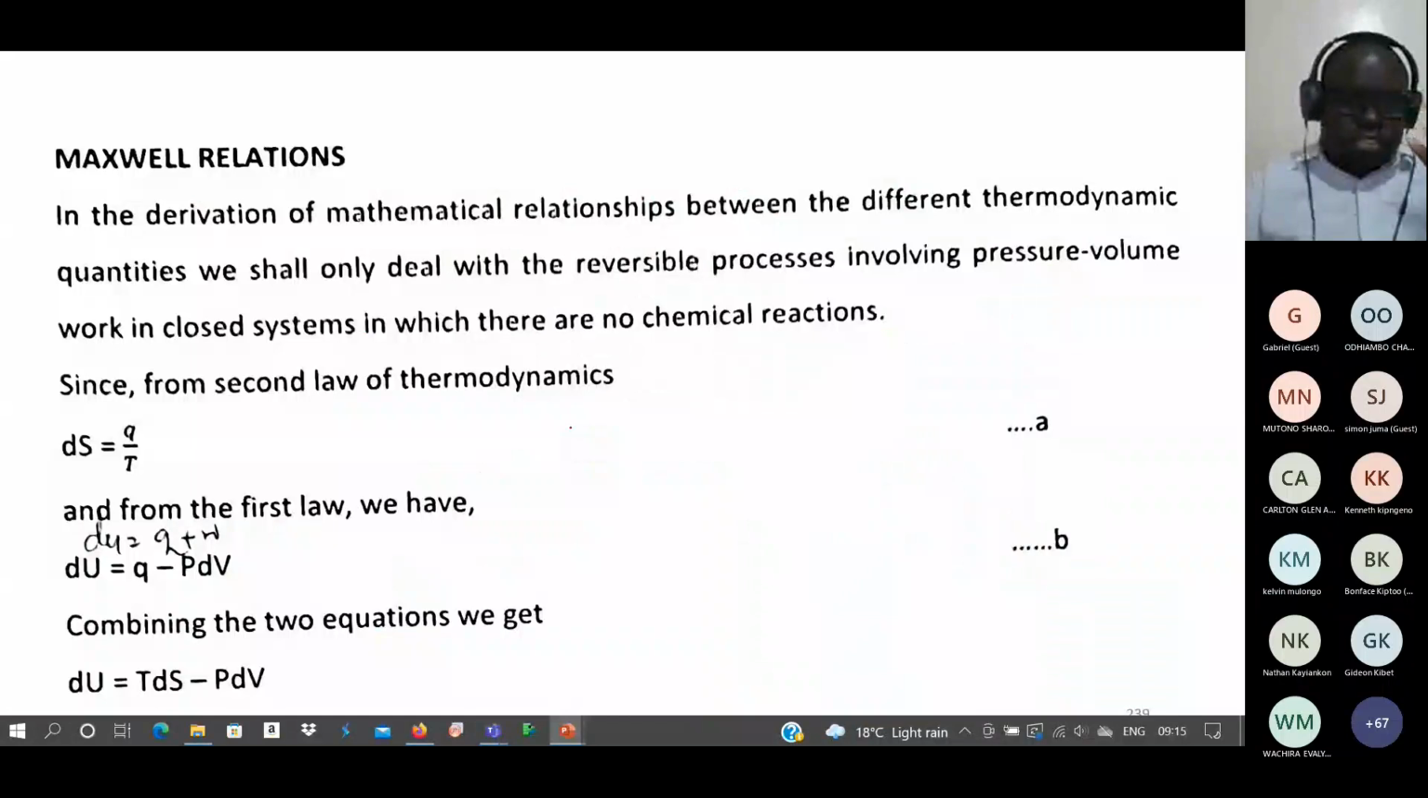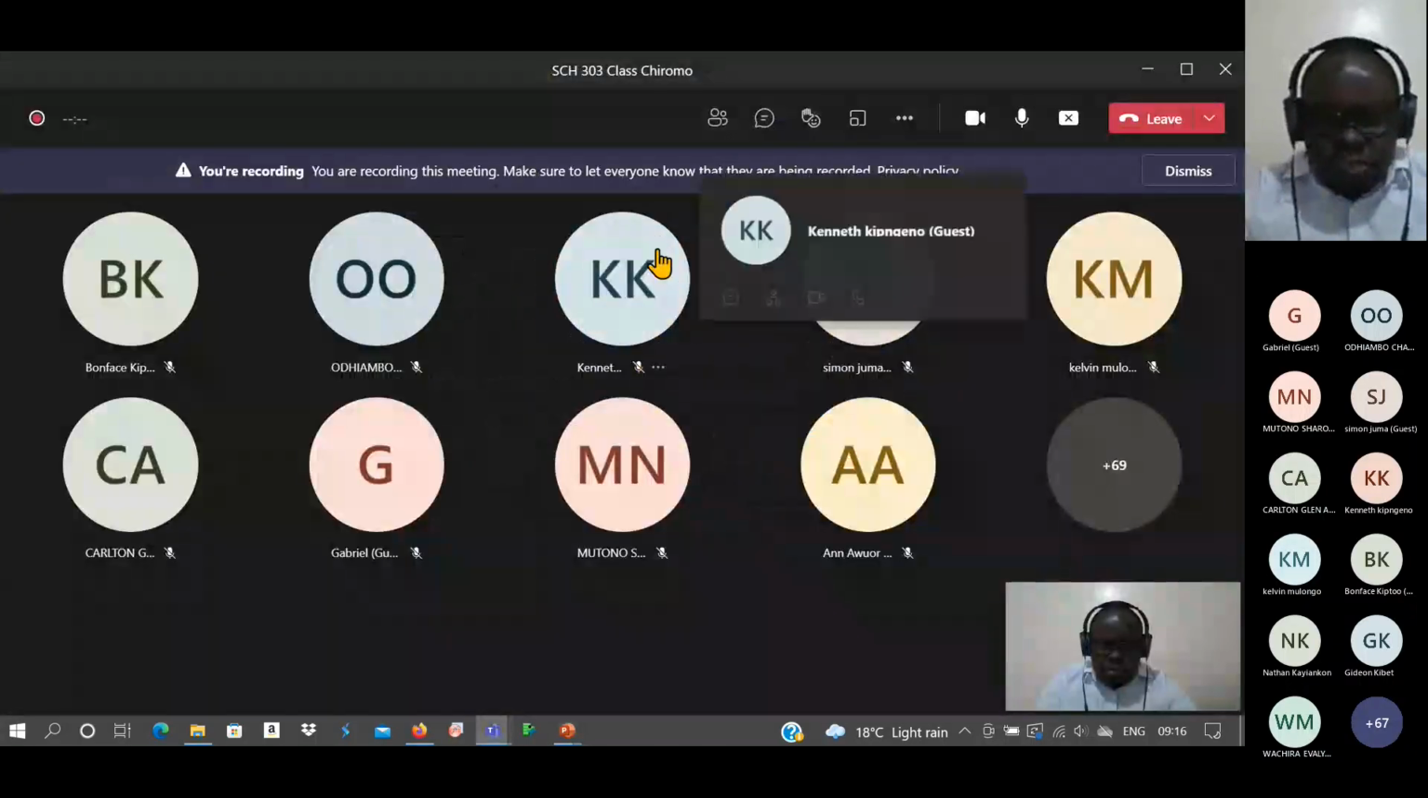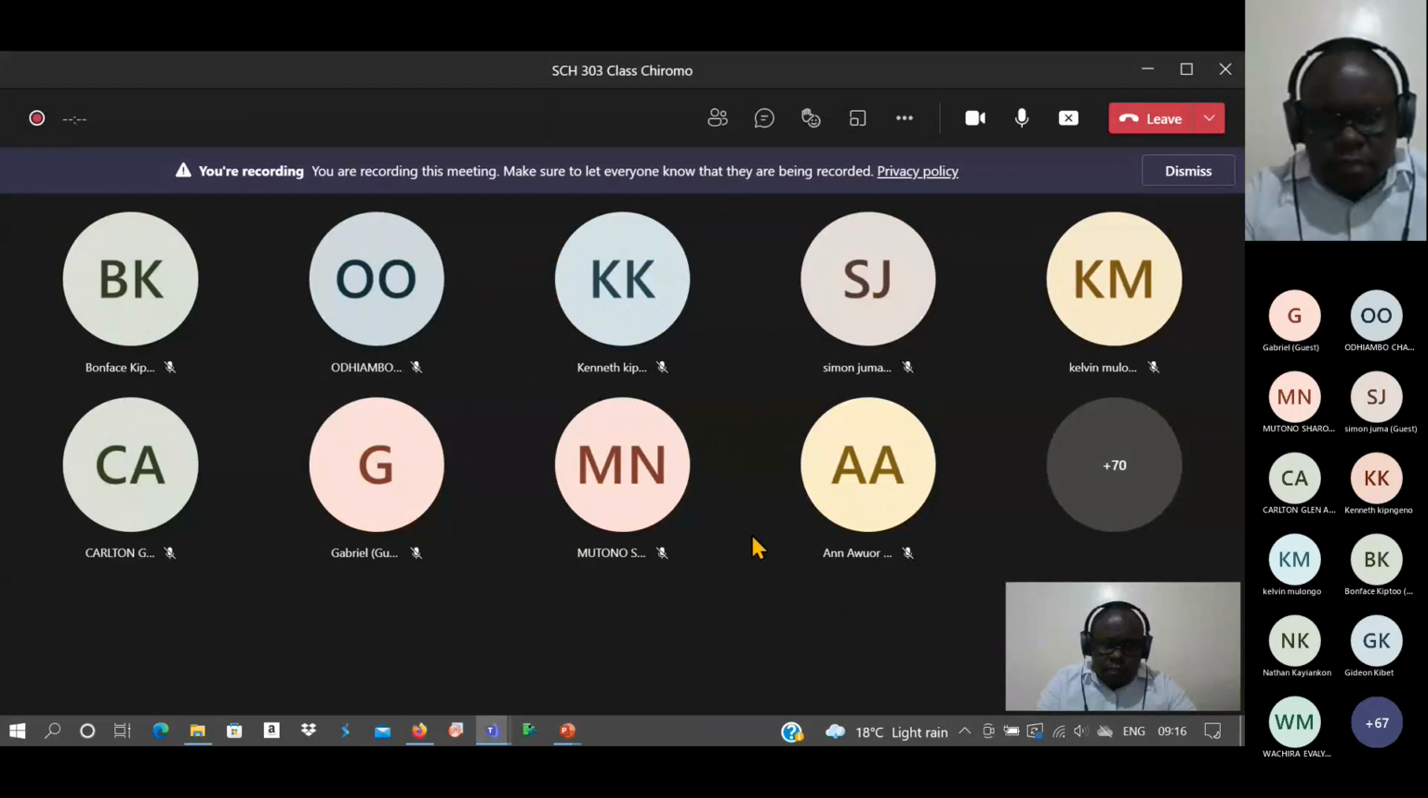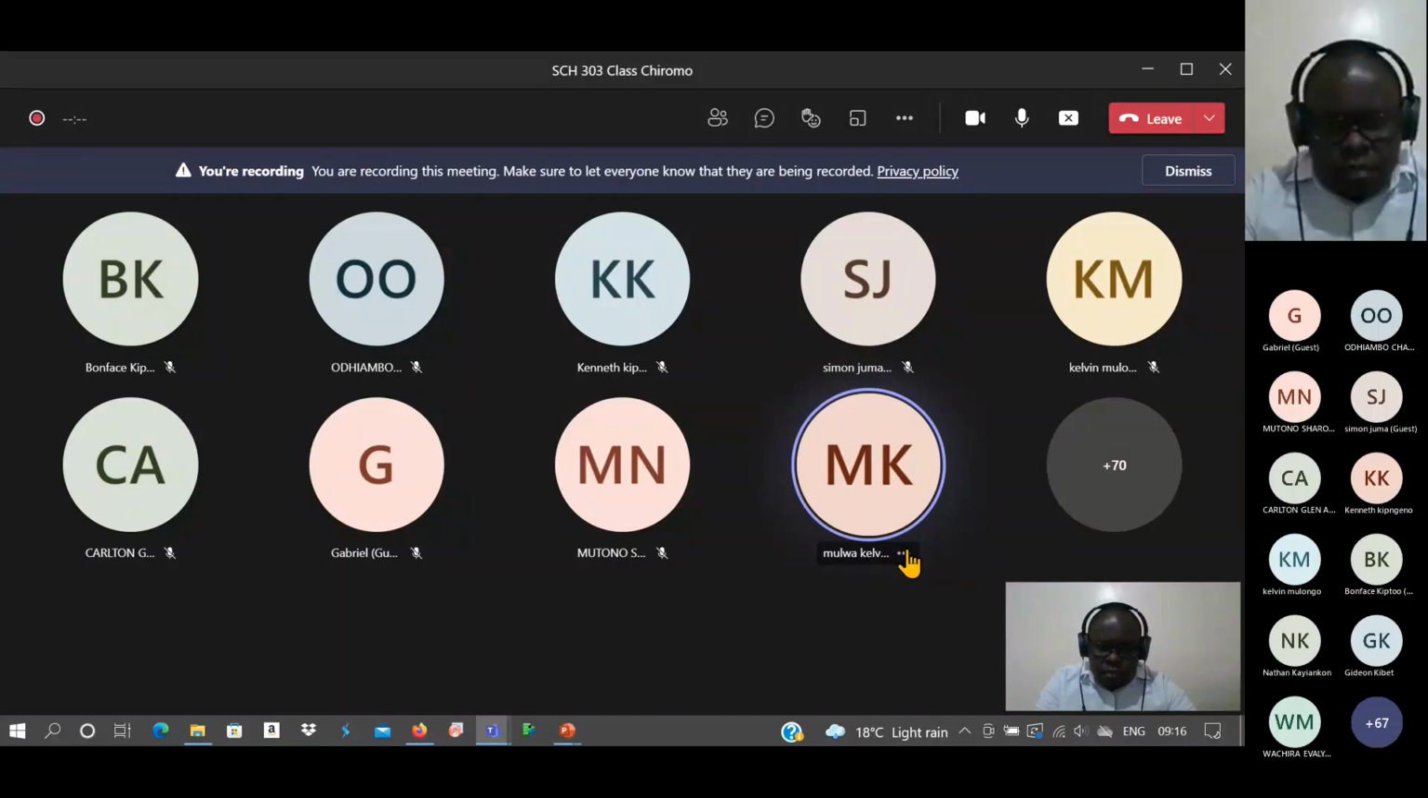I want us to shift gear to these Maxwell relations. I'm just going to give you an introduction or an overview of how you arrive at these Maxwell relations, and then I'm going to refer you to a particular resource where these Maxwell relations have been comprehensively derived so that you can have a look at them. Do you have any question?